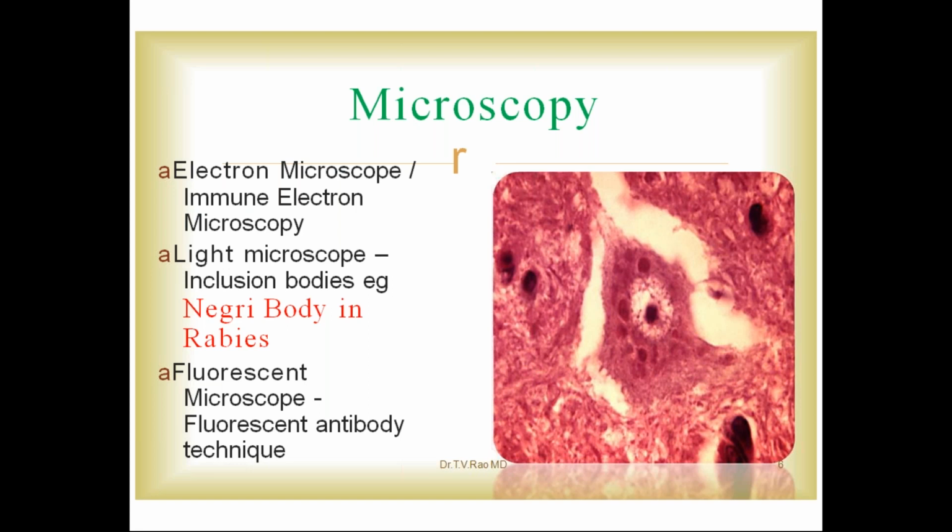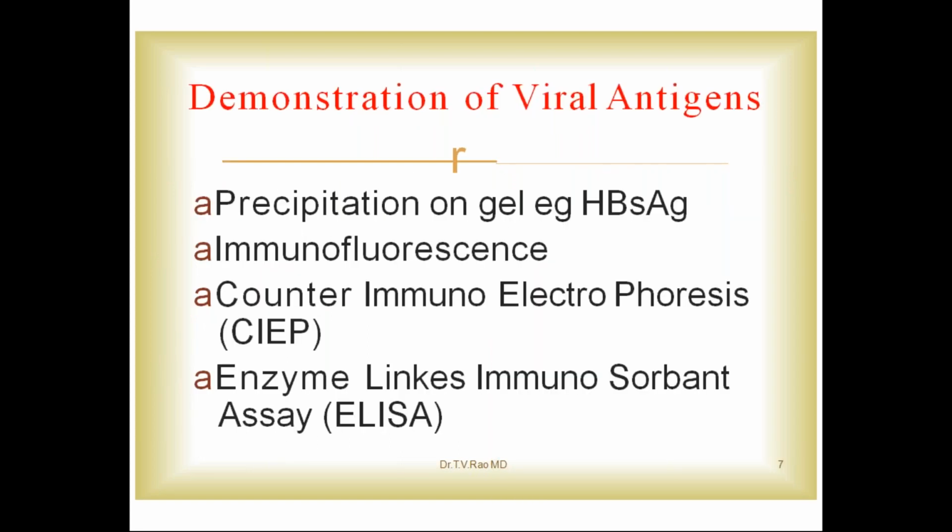And the third one, fluorescent microscope, fluorescent antibody technique, is also useful for observation of the antibodies, rabies antibodies, fluorescent antibodies. Rabies antibodies also can be detected by fluorescent antibody, and with light microscopy the pox virus antibodies can be detected. And for viral antigens, the precipitation technique, how to do the precipitation on gel, example, HBsAg antigen.